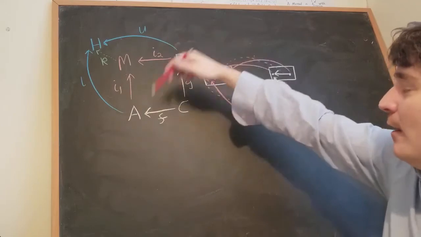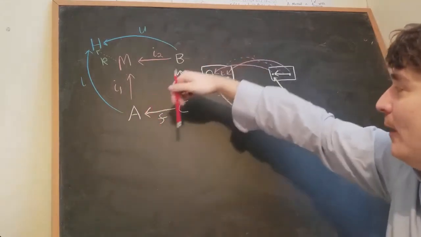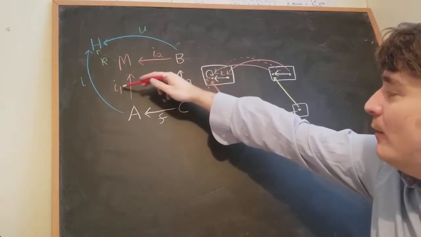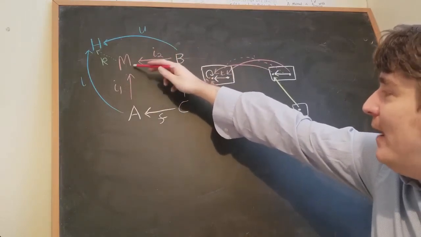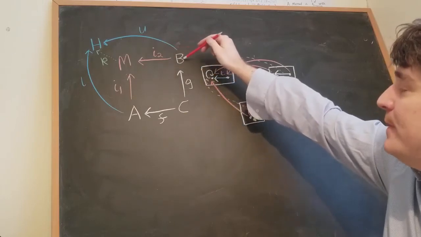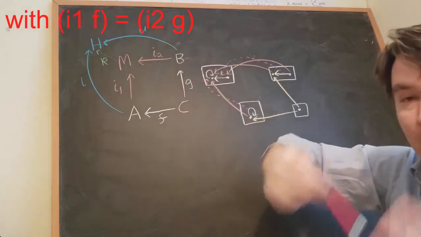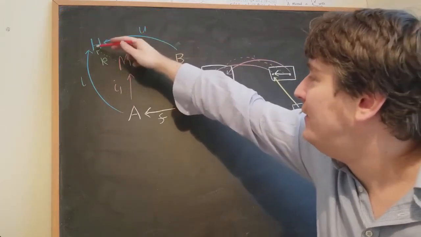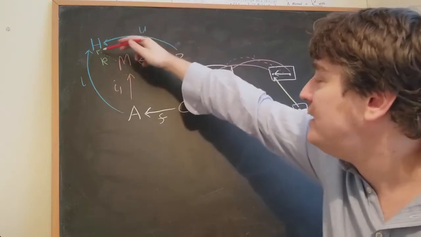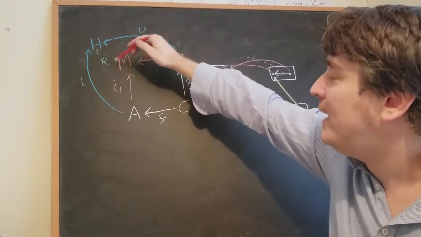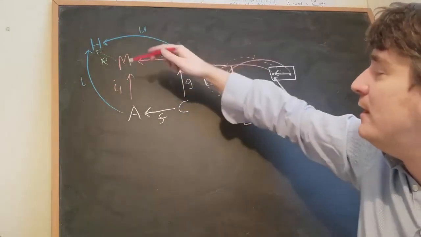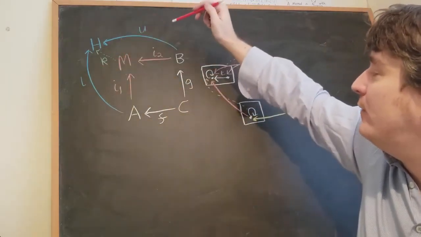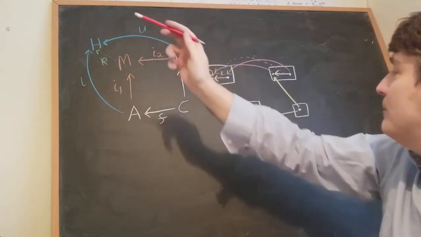Alternatively, the more explicit way of describing a pushout is to say that it is an object M with an arrow I1 from A to M and an arrow I2 from B to M, such that for any object H with an arrow L from A to H and an arrow U from B to H, there exists a unique arrow K that makes this diagram commute, in the sense that K after I1 equals L and K after I2 equals U.